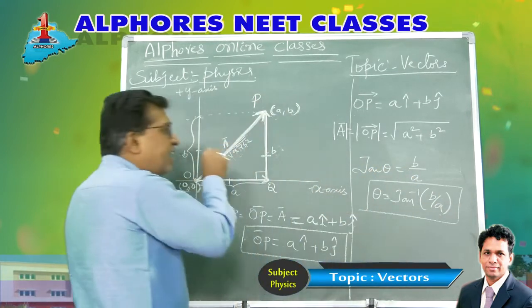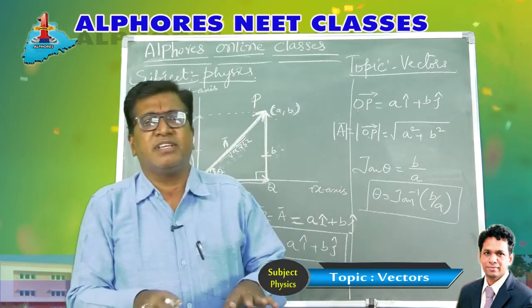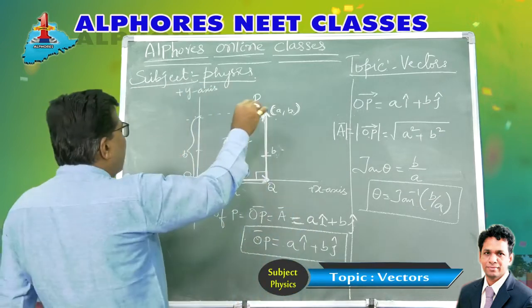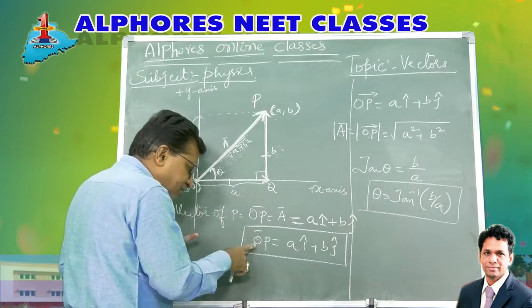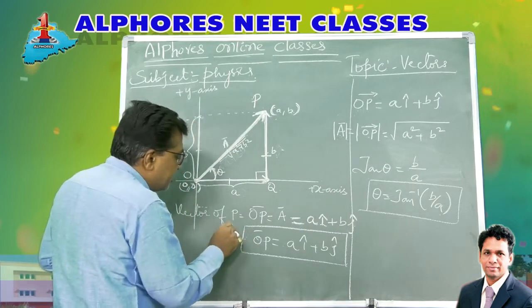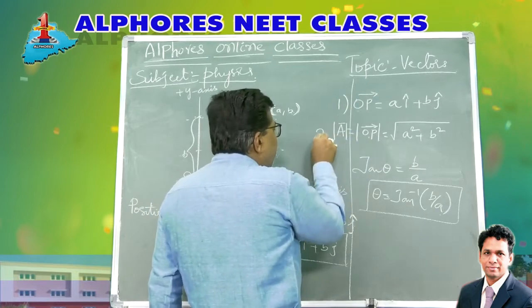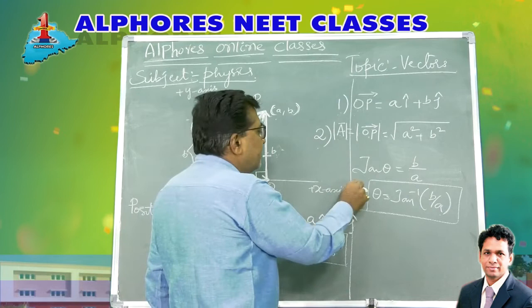Now regarding this vector, you can spell out these many things. You are just given a point P (A, B) in the coordinate system. First, you can define the position vector. Second, you can define its magnitude. Third, its angle with the x-axis.